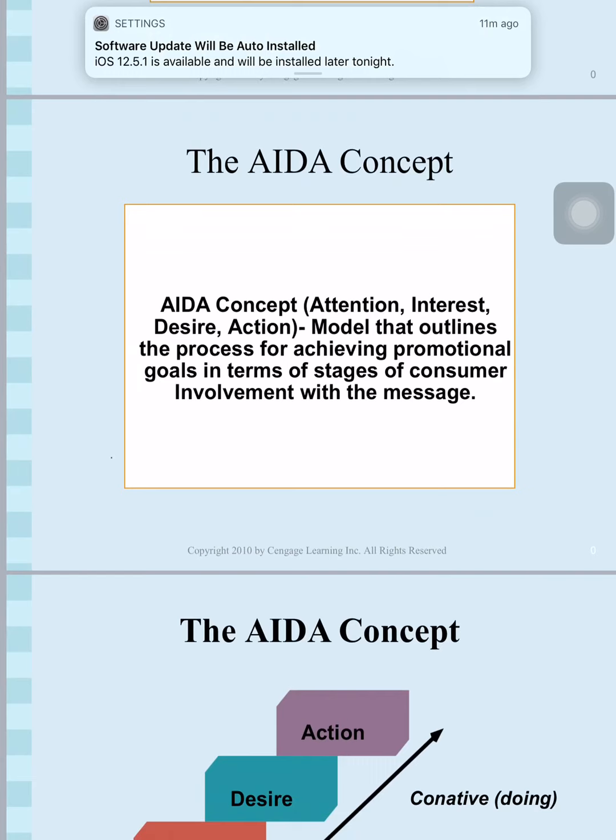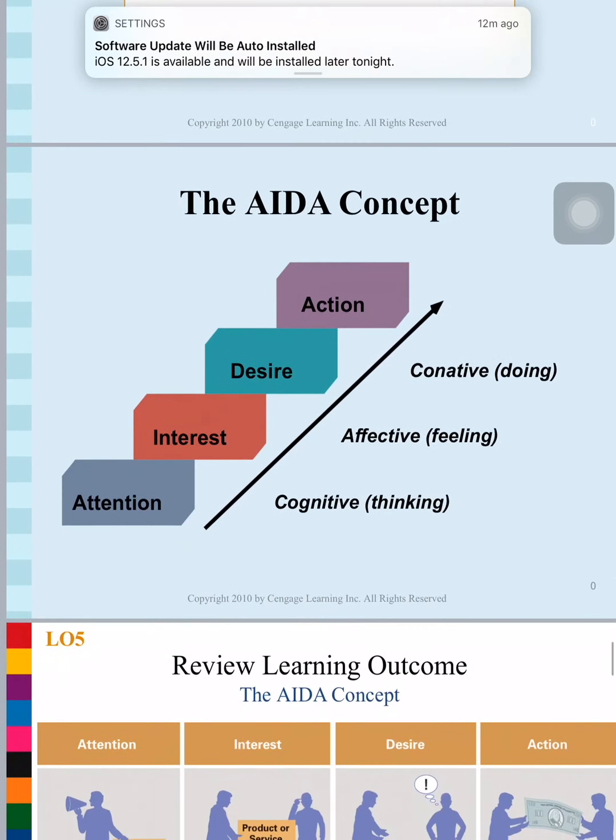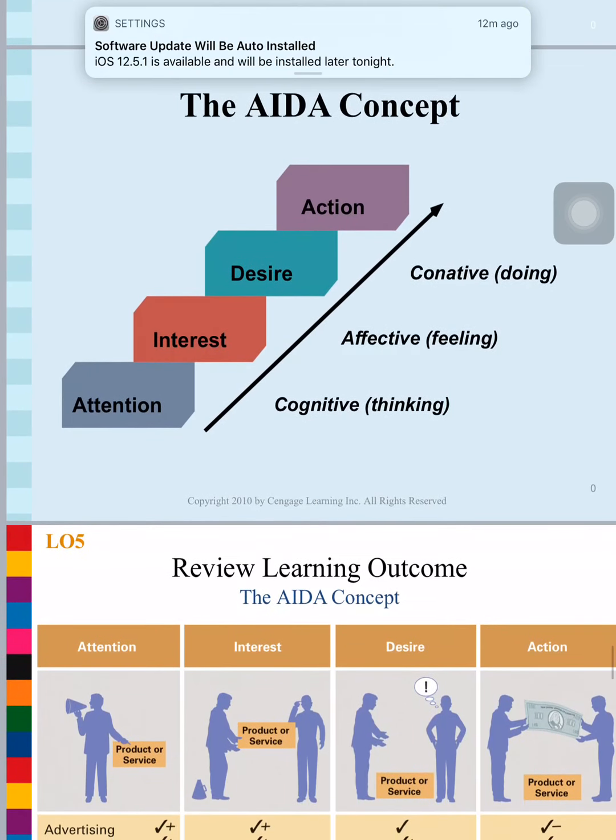Action is where they purchase the product. Okay, if you see in the ebook, they have an example of the AIDA concept. Okay, so here it is also written. Okay, cognitive is thinking, feeling, and doing.